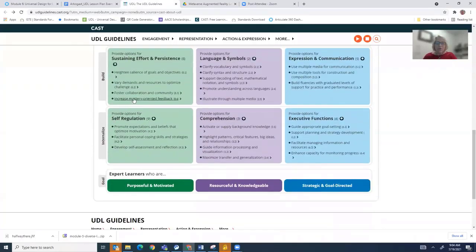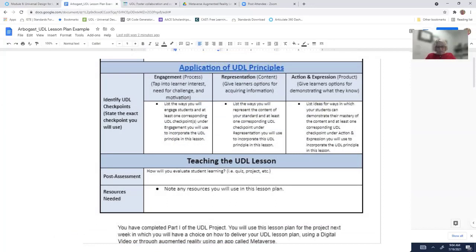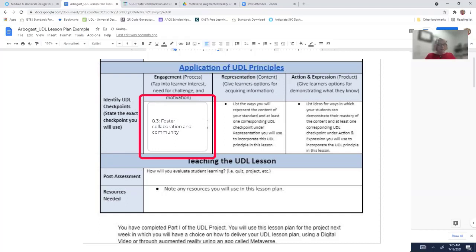And I'm going to hone in on, oh, I like this one, foster collaboration and community. So create cooperative learning groups, create school-wide programs of positive behavior, and create group work. This sounds like a good one. So I think I'm going to use that. And I always want to put the number too. So my checkpoint is 8.3, foster collaboration and community.